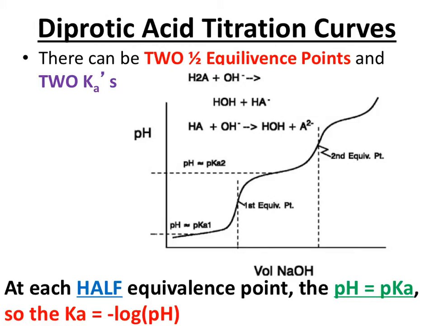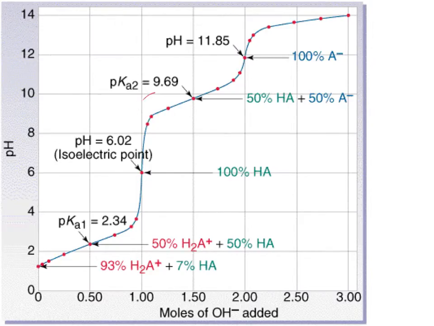So again, this is a diprotic. The reason you know it's diprotic is because it has 2 humps. Triprotic has 3 humps.